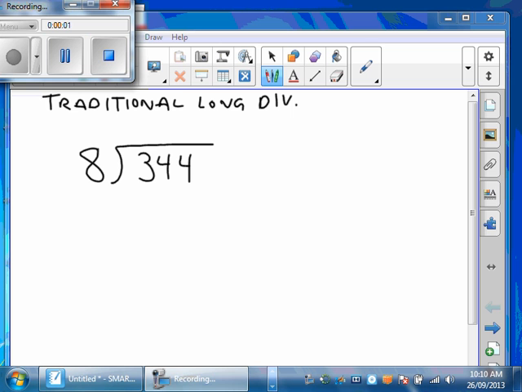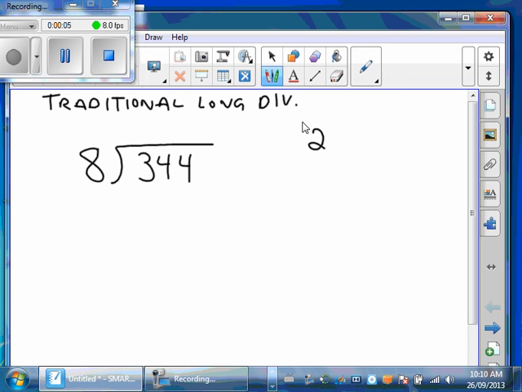the reverse of multiplication. So if we had something like 2 times 3 equals 6, we know that the reverse of that would be 6 divided by 3 equals 2. And so when we're doing long division, we actually have to think multiplication. So what we're looking for to start off with is to determine how many times this number goes into 344.